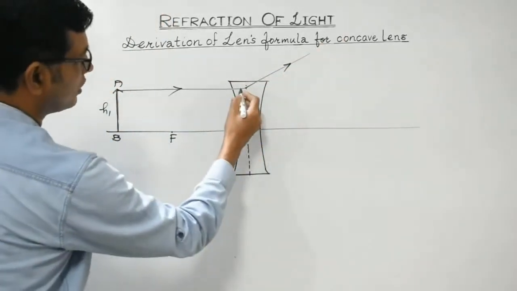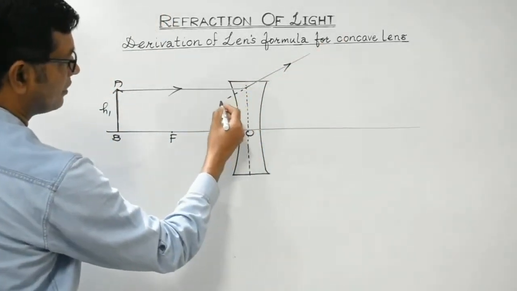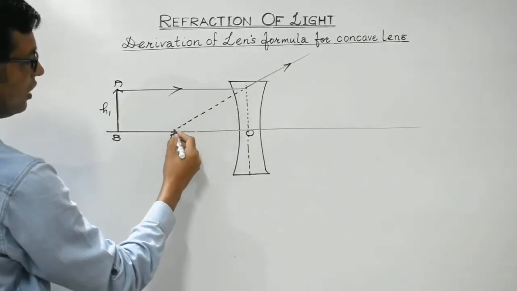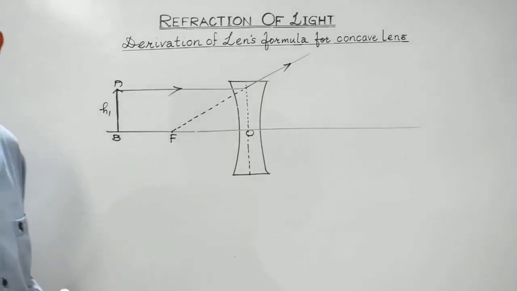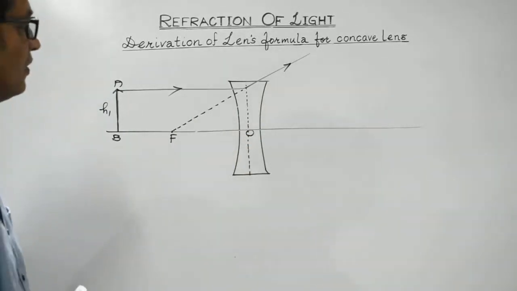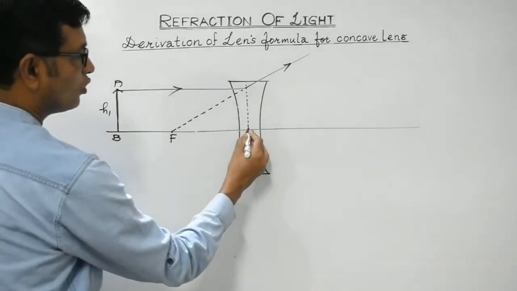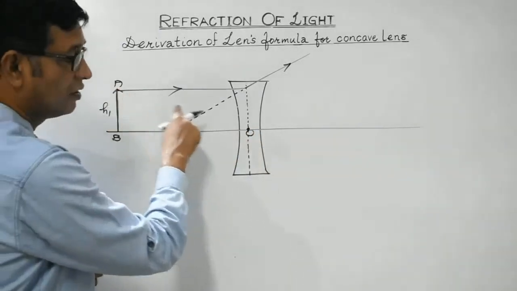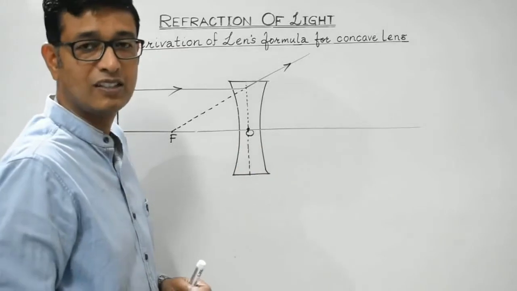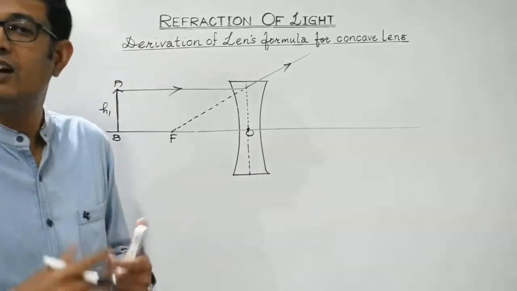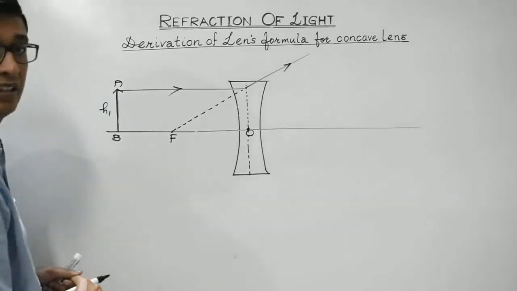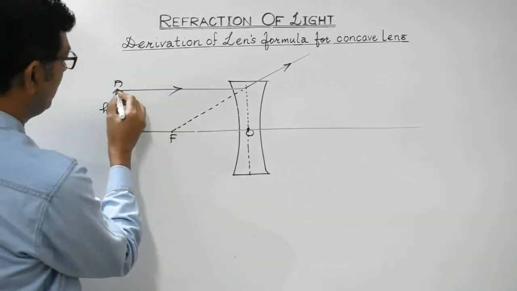So if you produce it in the backward direction, it will appear as if it is coming from the focus. Right? That is the very reason why a concave lens is also known as a diverging lens. And students, what's the second rule? The second rule is: an incident ray passing through the optical center of the lens will remain undeviated. It won't get any sort of bending, right? So its path will remain undeviated.